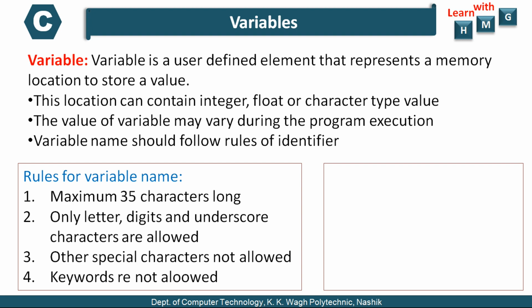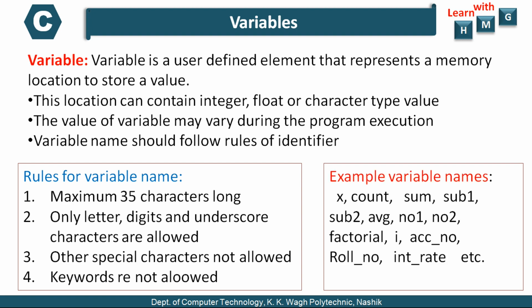For example, x, count, sum, sub1, sub2, avg, no1, no2, factorial, i, acc_no, roll_no, anti_rate, etc. Whenever you want to use 2 separate words as a variable name, I recommend using an underscore in between instead of a space. In another way, whenever you want to use a space in your variable name, use an underscore, because space is not allowed in a variable name. So this is about the variable, and you will require variables in your program.